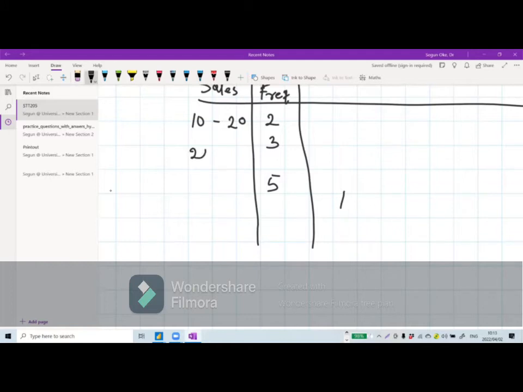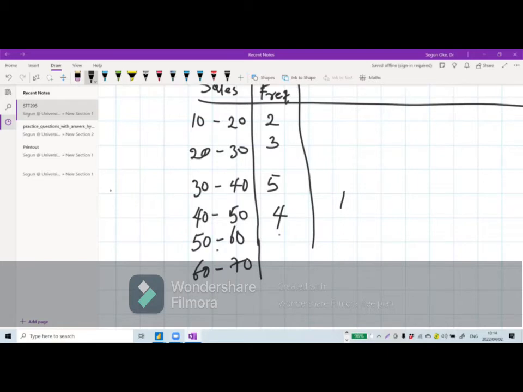We have 20 to 30. Then we have 30 to 40. Then we have 40 to 50. Then we have 50 to 60. Then we have 60 to 70. Let's say this 4, 5, 6, 5. What is the total value for your frequency? 18. Okay, good.